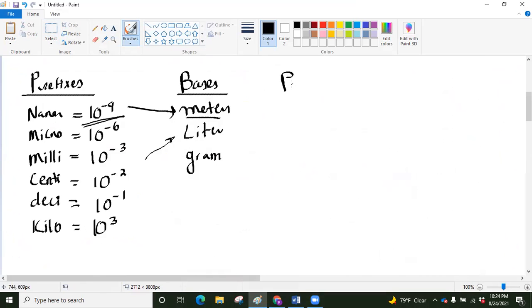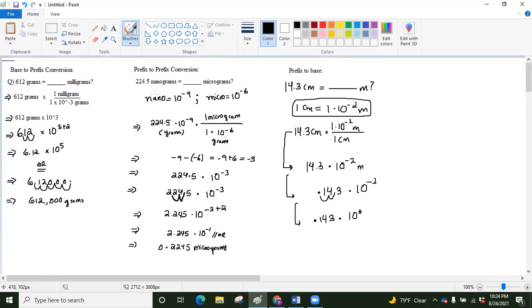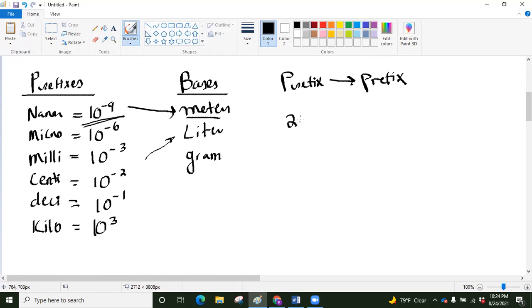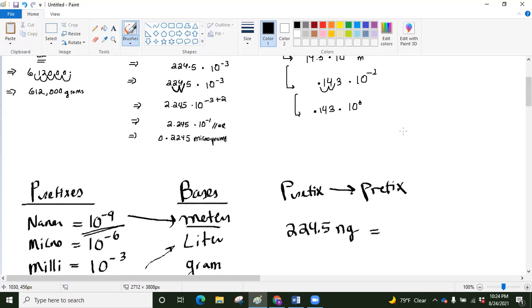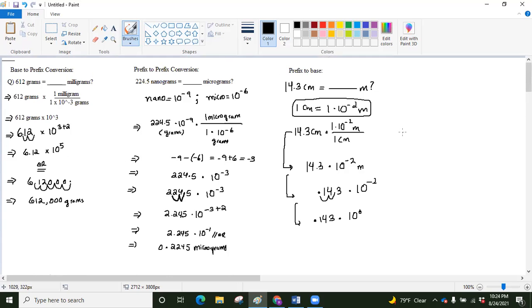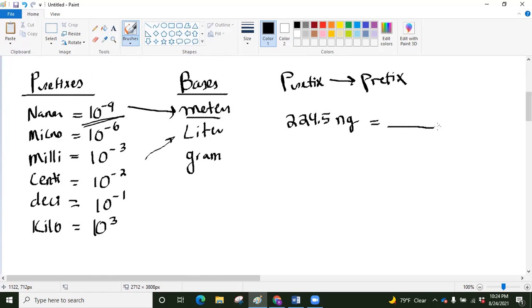But what if we had prefix to prefix, right? Prefix to prefix, and we have an example here: 224.5 nanograms equals how many micrograms?